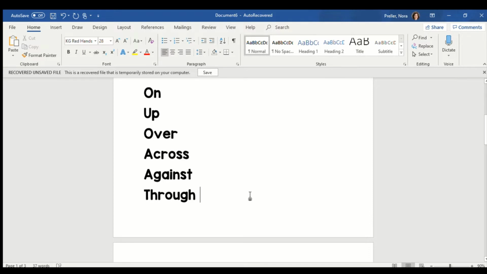And when you get to those words, some of them you might know, like on and up, some of them you might not. And that's where we use that target. Look at the picture and check the beginning sound to help give you a clue what that word might say. Okay, let's get started reading.